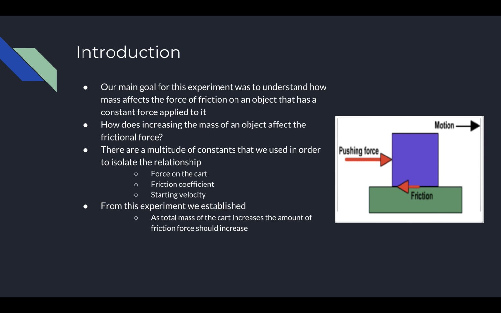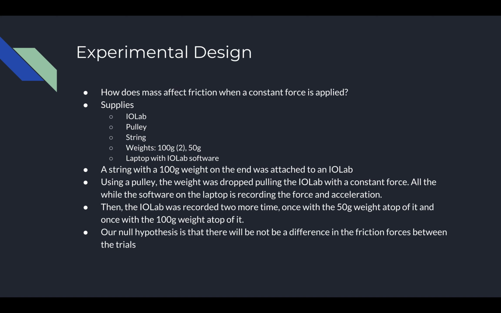There are a multitude of constants that we used in order to isolate the relationship. The first being the force on the cart, which we controlled by using a set weight on our pulley; the friction coefficient, which we isolated using the same table and the same surface; and the starting velocity, which we isolated by just starting at 0. From this experiment we tried to establish that as the total mass of the cart increases, the amount of frictional force should increase.